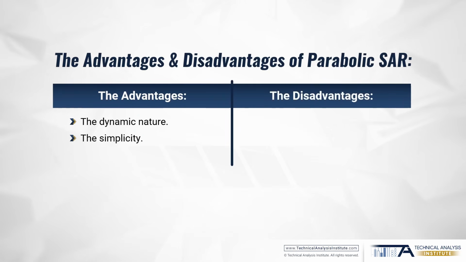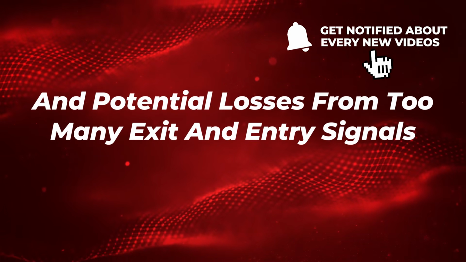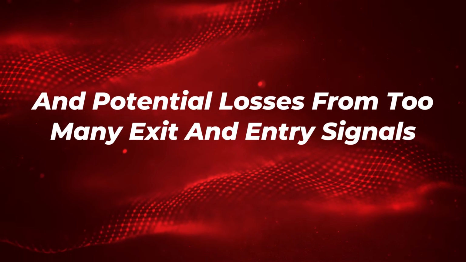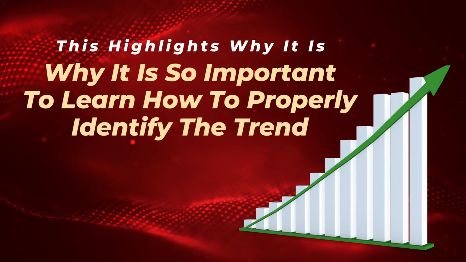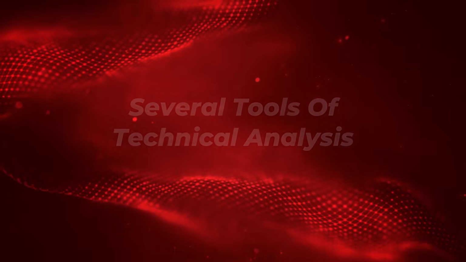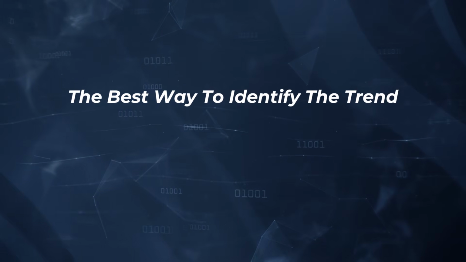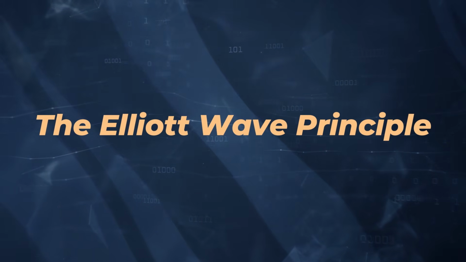Now the disadvantages. One downside is that in markets without a clear trend, the Parabolic SAR can produce whipsaws, leading to frequent position changes and potential losses from too many exit and entry signals. Again, this highlights why it is so important to learn how to properly identify the trend via several tools of technical analysis. And the best way to identify the trend and forecast financial markets is the Elliott Wave principle.